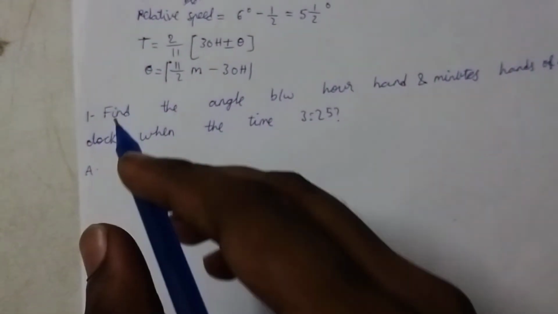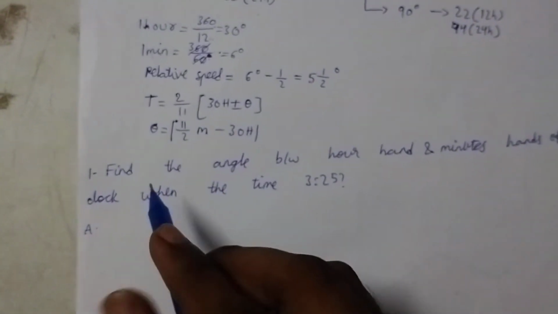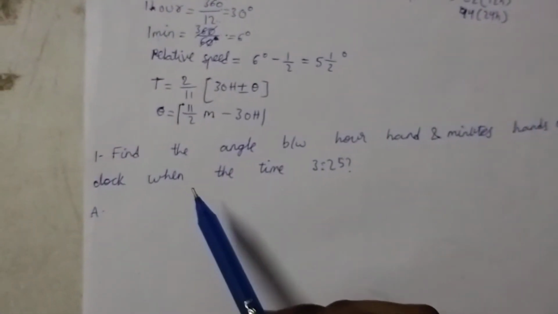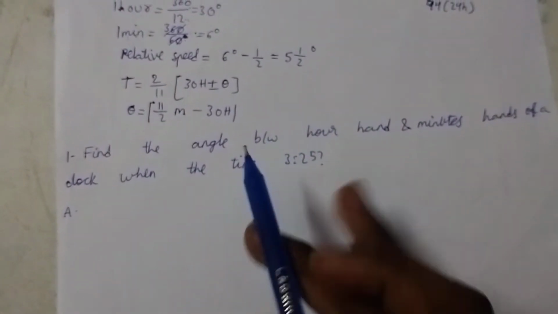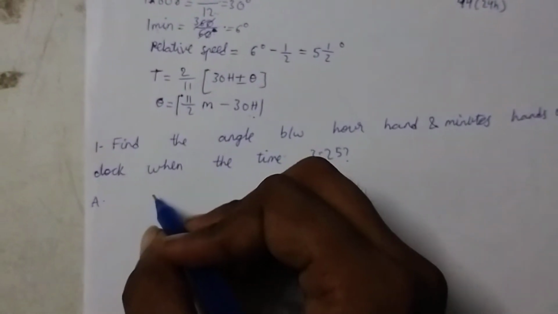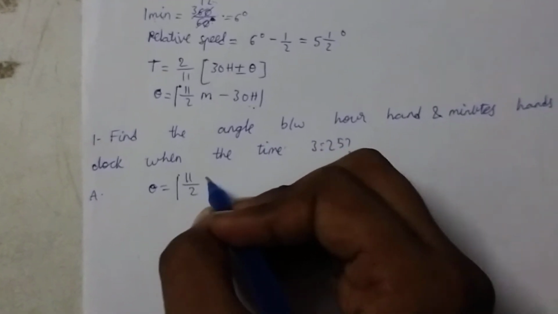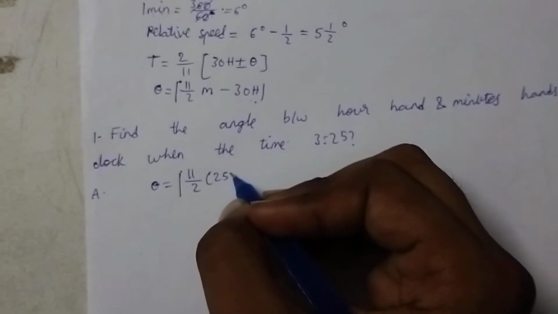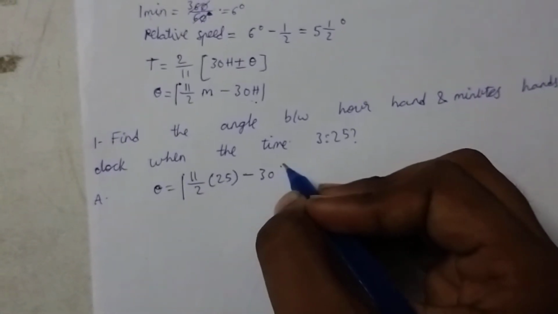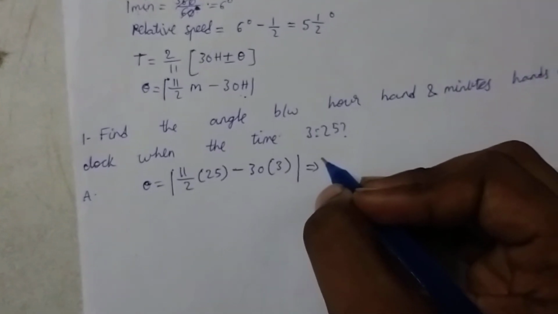Now let's solve this question by using the above formulas. They asked: find the angle between the hour hand and minute hand of a clock when the time is 3:25. They asked about the angle, so we have to use this formula. Theta equals 11 by 2 into minutes. In the question it is given 3:25, that means 25 minutes, minus 30 into hours, 3 hours. So we have to simplify.